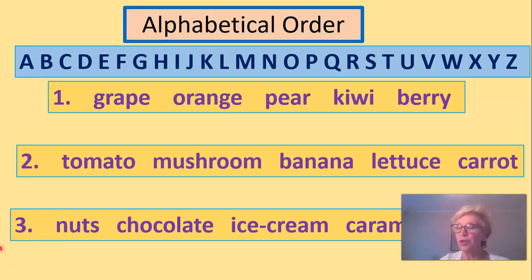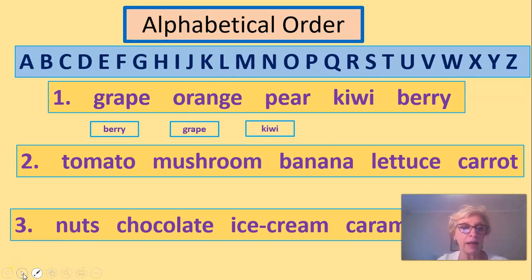So what word do you think is the first in this alphabetical order? Well, I think it's berry, for sure. So berry, and then next, well, it can't be orange or pear or kiwi, but grape is the next one. So grape comes next. After that comes kiwi, as in K, and lastly orange and pear.